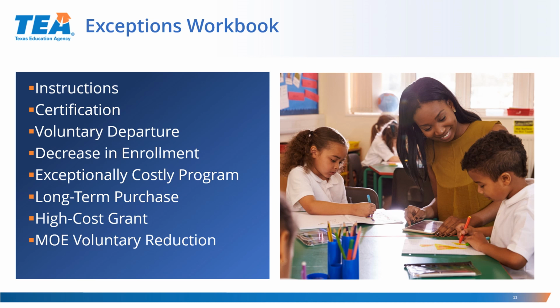The exceptions workbook contains several tabs. The first is instructions on how to complete the workbook. The second is a certification, which needs to be completed and submitted separately. The next are the 5 allowable exceptions. Each exception has its own tab for completion within the workbook. And the last tab is the MOE voluntary reduction, which you have to apply for, and there is a list of eligible LEAs on our website.